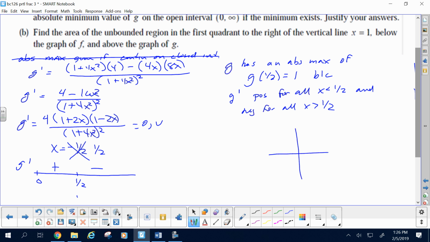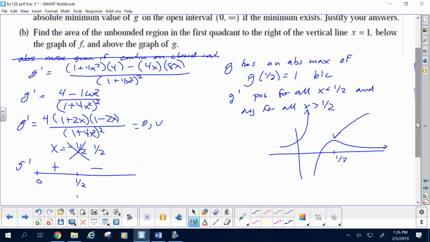Here, I'll give you one. What if it looked like this? And it looked like this. Does this satisfy what I said? Is g prime positive for all x's less than 1/2? Positive. And is it negative for all x's after? Yep. But is that the absolute max? Nope. And so you need to say a little more.